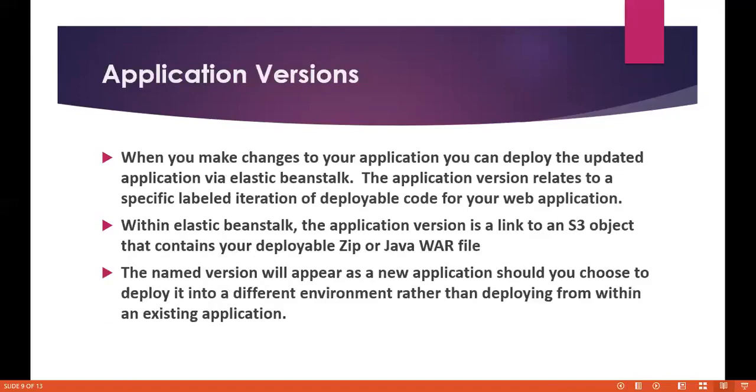What is the meaning of application versions? When you make changes to your application, you will deploy the updated application via Elastic Beanstalk. Currently, one project is there, version 1. I made some changes to the project, then I will deploy version 2. After version 2, I made some more changes, version 3. Like that, every application will have multiple versions.